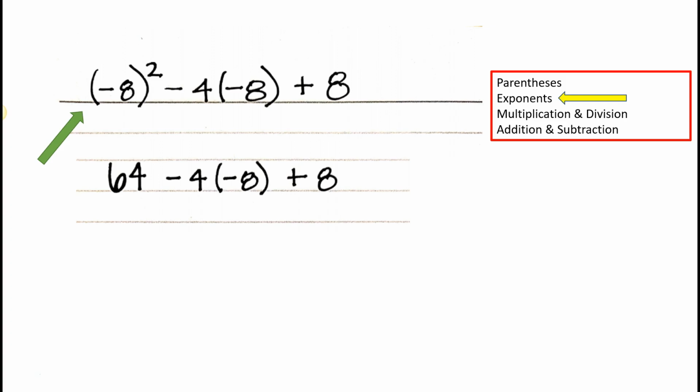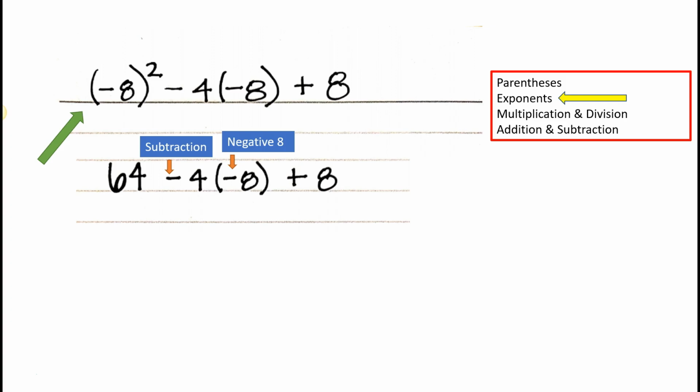So notice how it looks like we see two subtraction signs or two negative signs. We have to make sure we understand what they stand for. The first one that we see stands for subtraction. That's an operation. That means we're going to subtract the number 4 times, now the next sign we see stands for a -8. So what this means is we have 64 minus 4 times -8, and then we have our plus 8.